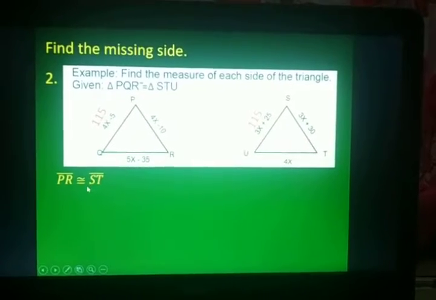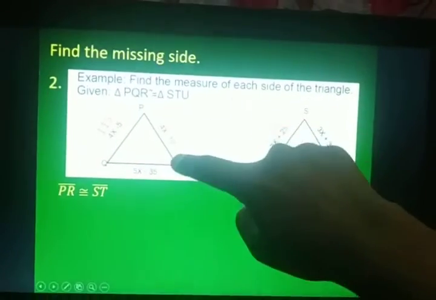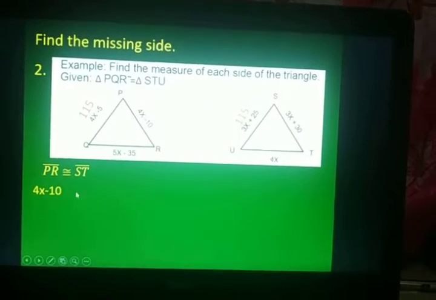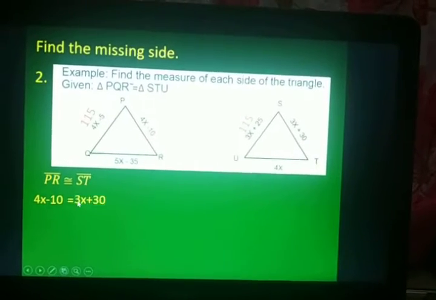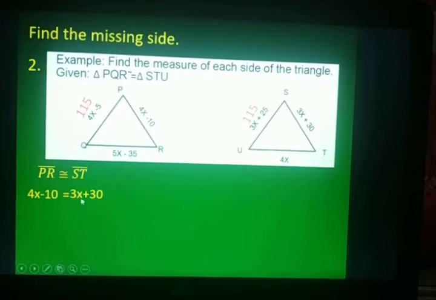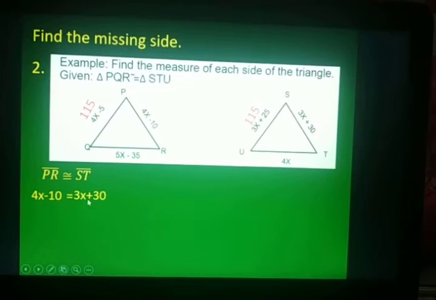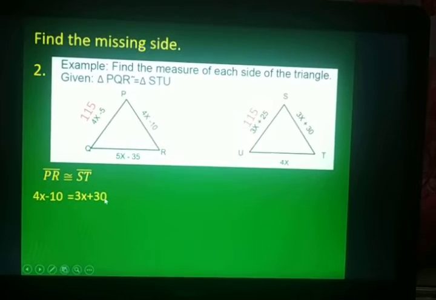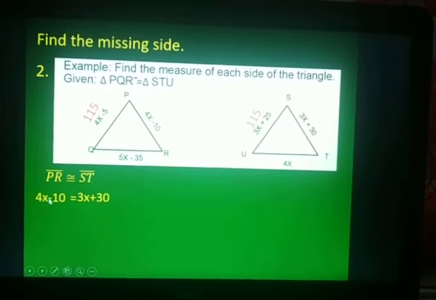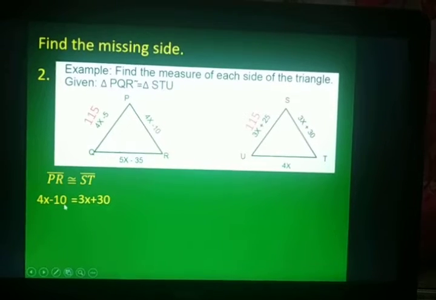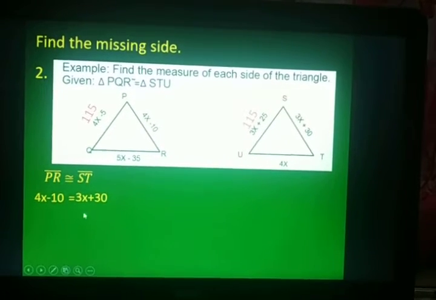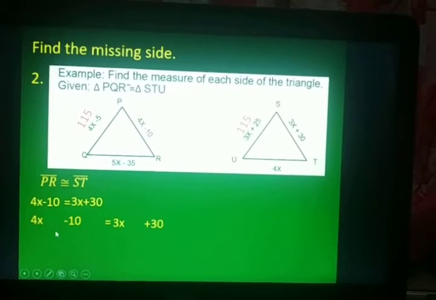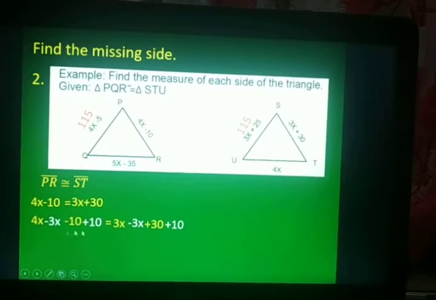Okay, that's PR and ST. Derive PR and ST. Okay, so copy PR, which is 4x minus 10 equals 3x plus 30. Now, we wanted this 3x to be on the left side, so we'll add the inverse of positive 3x. We add negative 3x to both sides. And negative 10, we move to the other side. So, we add positive 10. So, there, copy first. We add negative 3x and positive 10 to both sides.